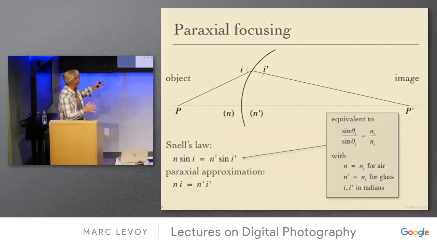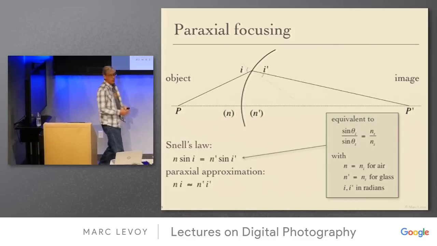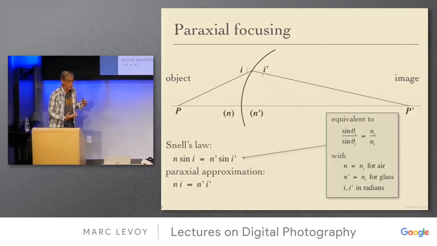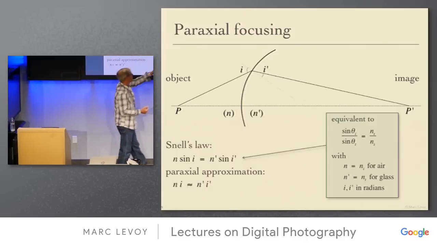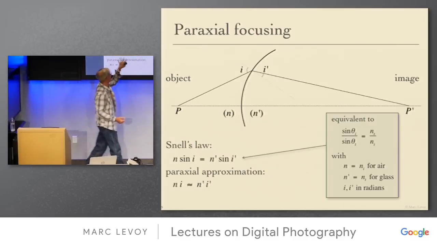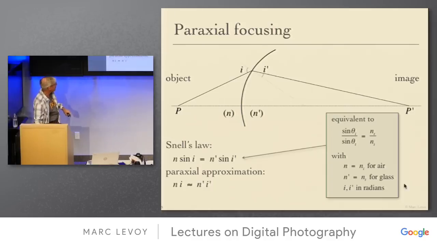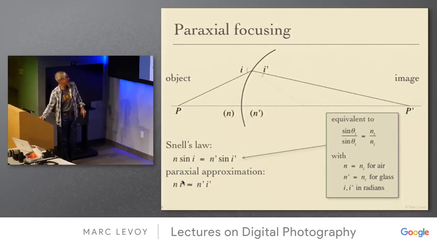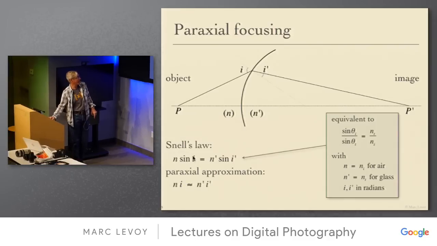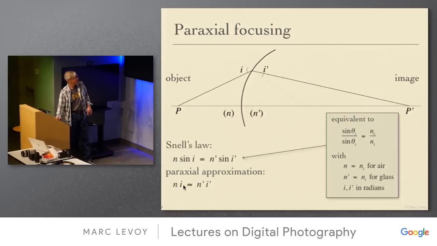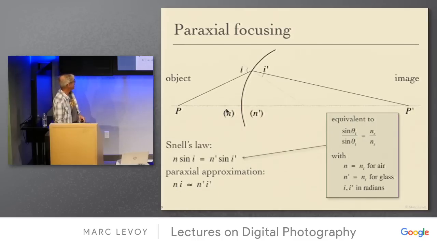Okay, so if you buy that, then we can approximate Snell's law by first re-representing it like this. Just multiply through and you get that. And then here's the paraxial approximation where we replace the sine of I, there's the angle I, with just I. And n are the two refractive indices.